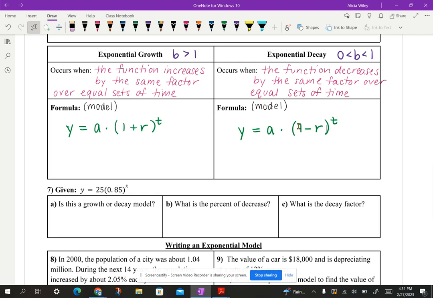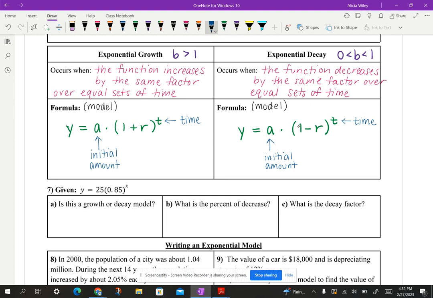Now, what do all of these variables mean? I know there's lots of variables here. What do they all mean? Okay. So first of all, your a value here, this is going to be what we call the initial amount. That is the same here. T is going to stand for time. Again, in both of these, it stands for time.